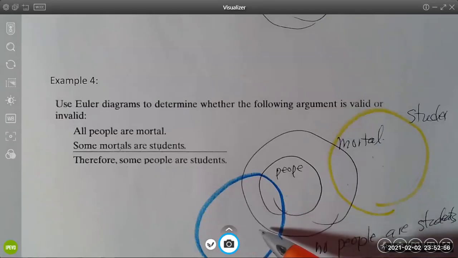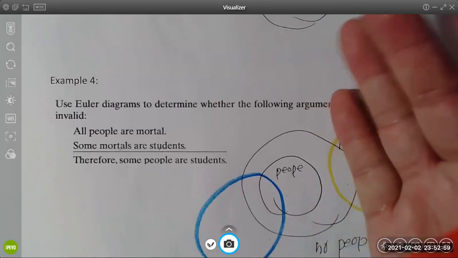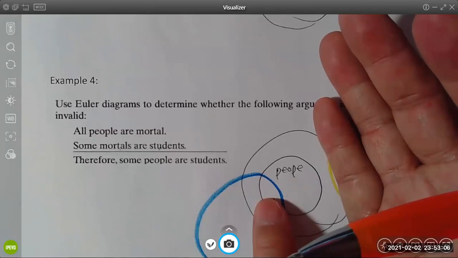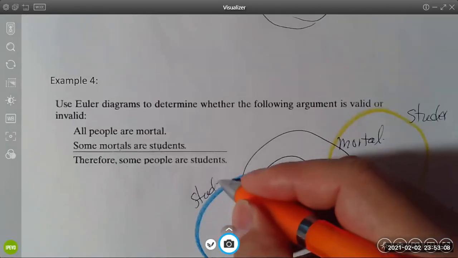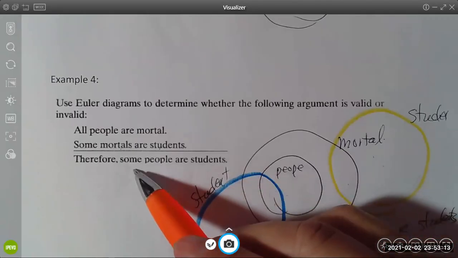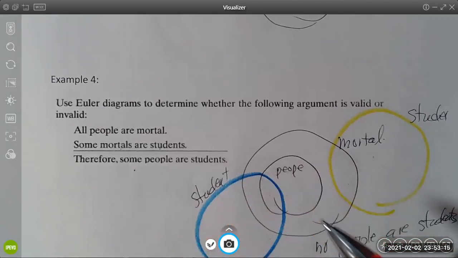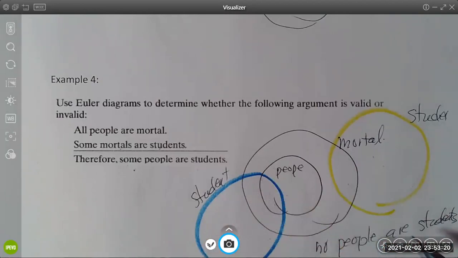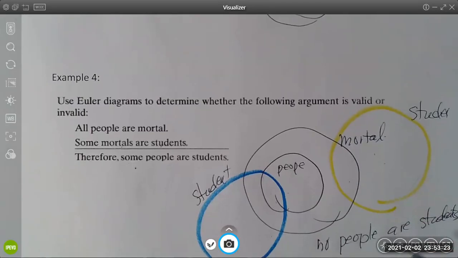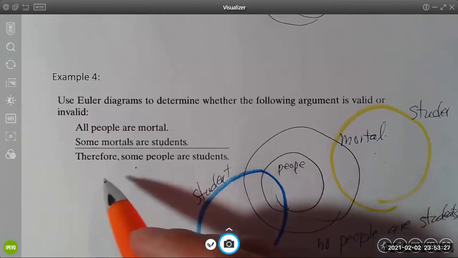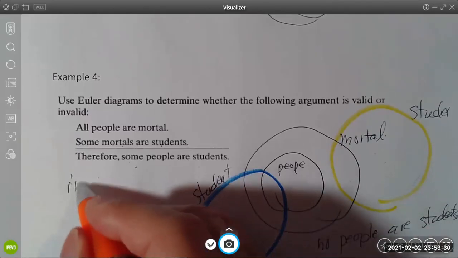But from this drawing, this way, now ignore this yellow one. From this way, we do have some overlap between people and the student, right? And the student circle. That means some people that's here are students. That's the original conclusion. In other words, depending on how we draw the second premise, we can draw different conclusions. Just because we can have an alternative conclusion, that will make this original one invalid.